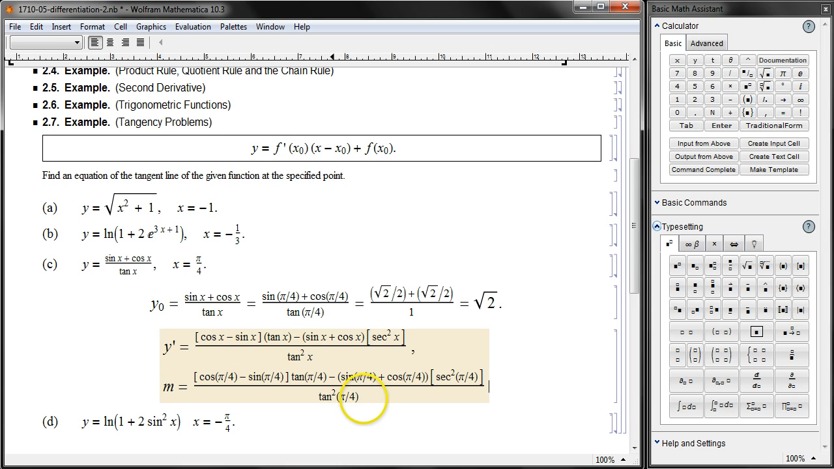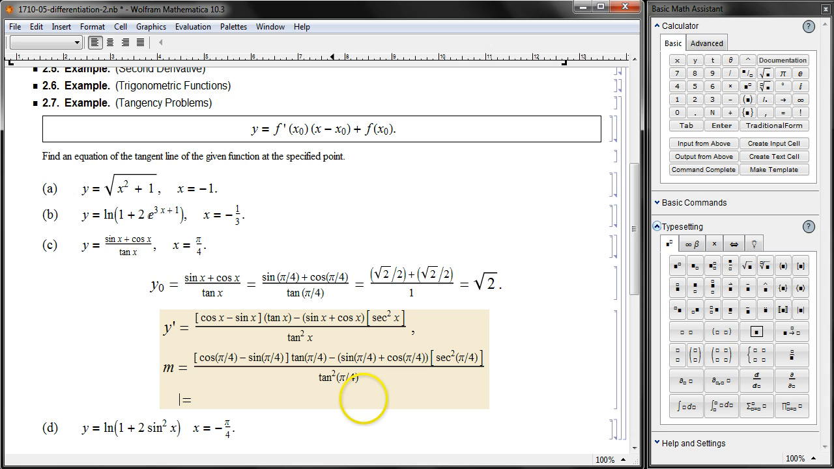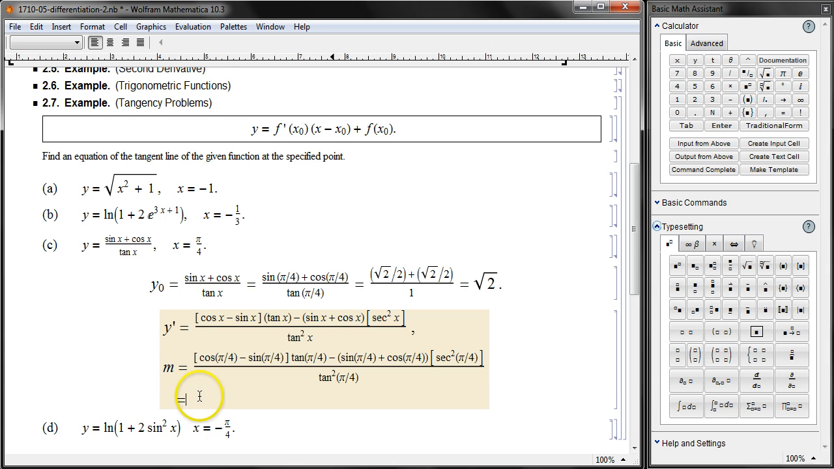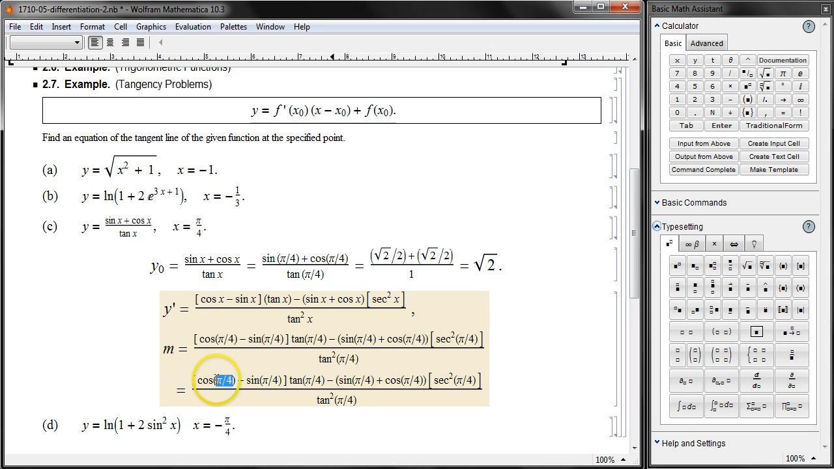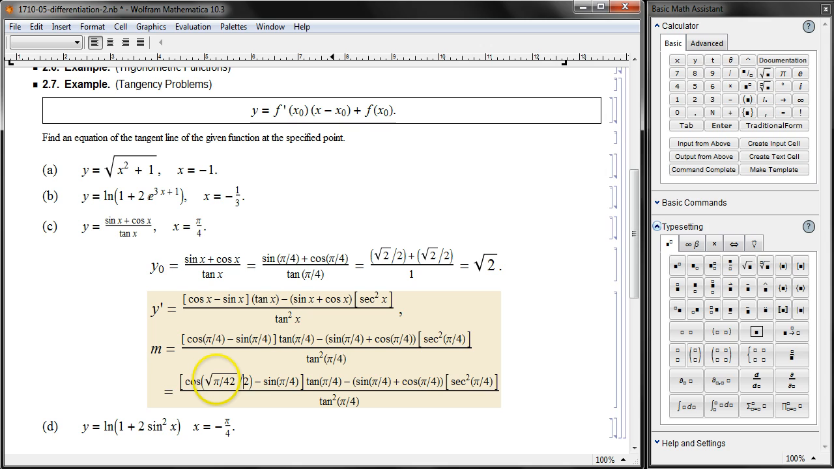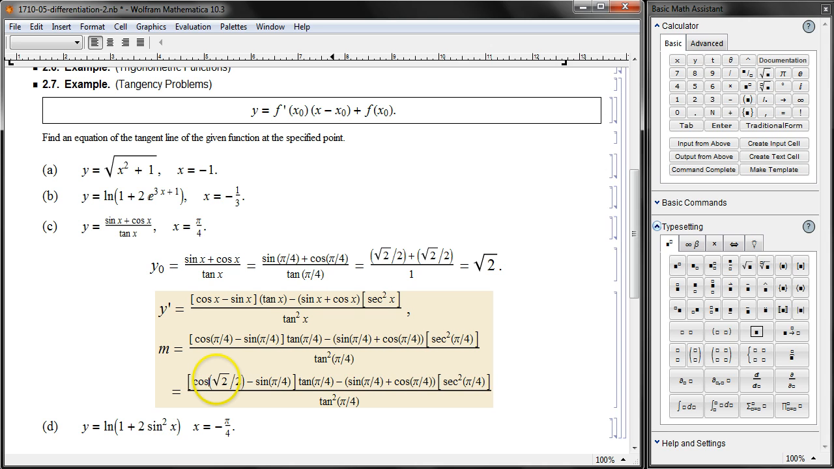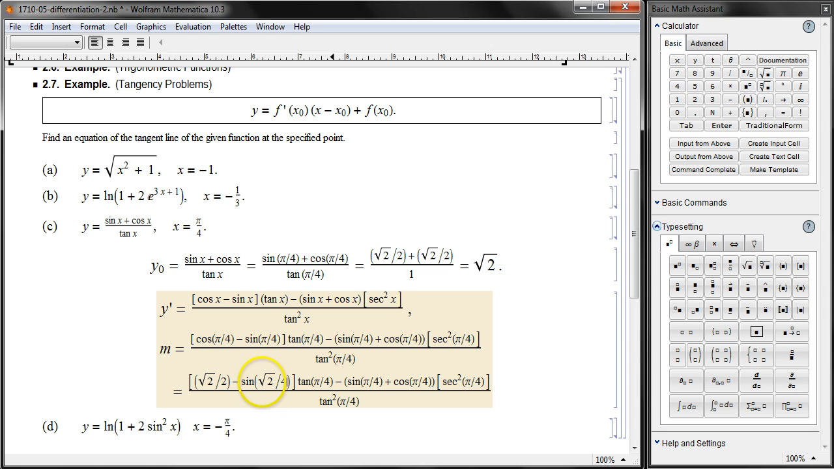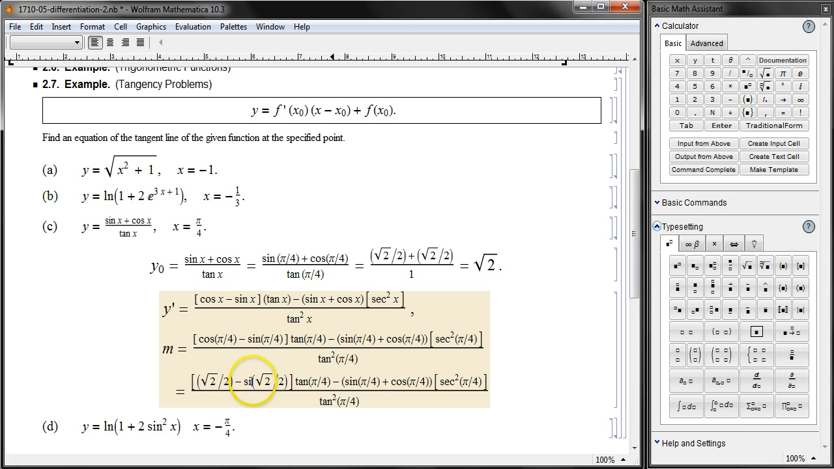Okay, all right, let's finish this computation. What is cosine of pi over 4? It is square root of 2 over 2. How about sine of pi over 4? The same, actually. And what do you see here? Square root of 2 over 2 minus the same thing. This is 0, so everything will drop out.